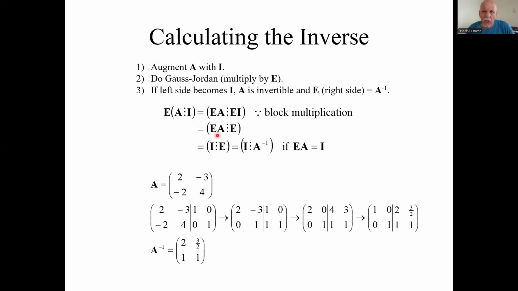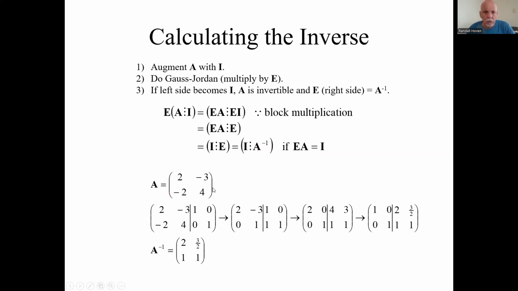Now, what if, when I did the Gauss-Jordan elimination, the EA turns out to be the identity matrix, so that I have an I here? If EA equals the identity, that means E equals A inverse. Here it's on the left side, but it works on the right side, and it's unique. So if I get the identity on the left, the resulting right side after Gauss-Jordan elimination is the inverse of A.